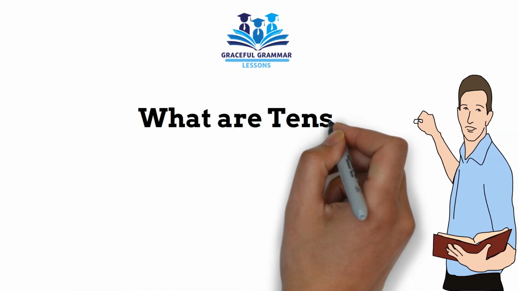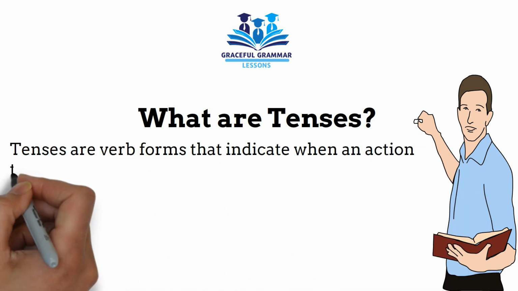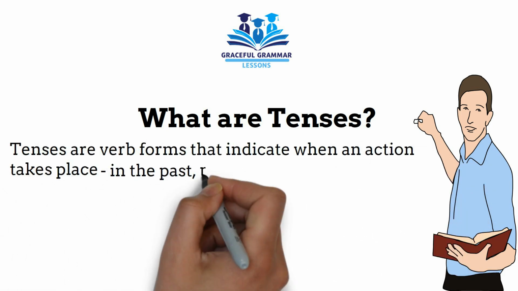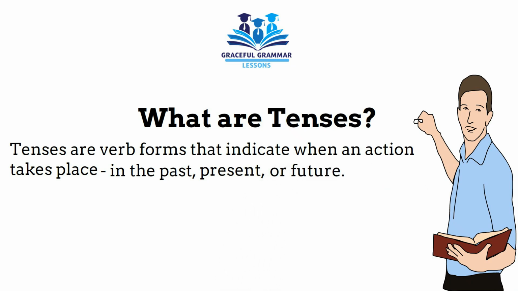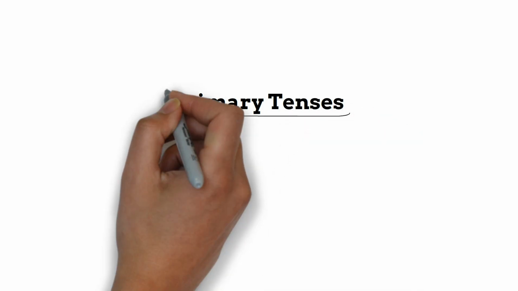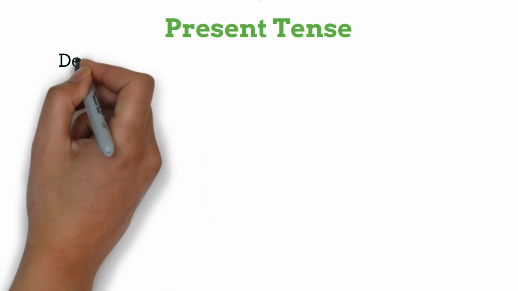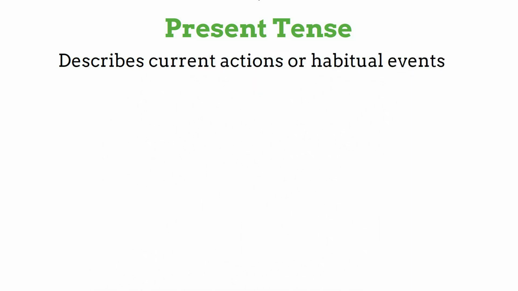What are tenses? Tenses are verb forms that indicate when an action takes place, in the past, present, or future. They help communicate the timing and duration of events. Primary tenses. First, present tense. Describes current actions or habitual events.